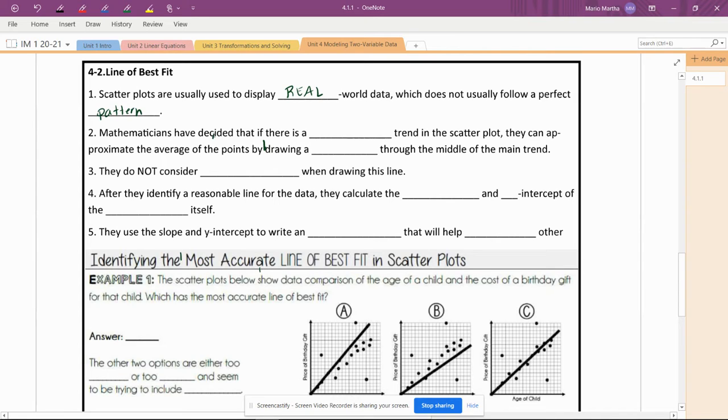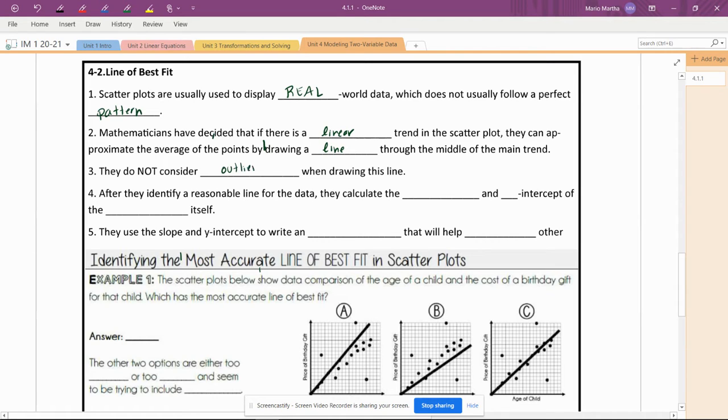All right. So now it says mathematicians decided that if there is a linear trend in the scatter plot, they can approximate the average of the points by drawing a line through the middle of the main trend. They did not consider outliers.